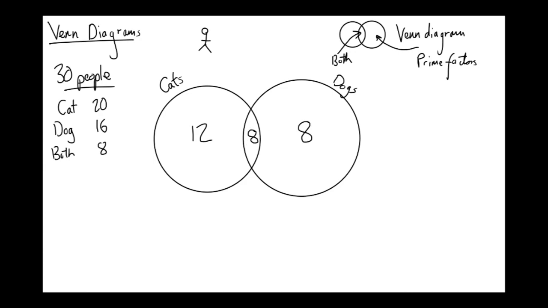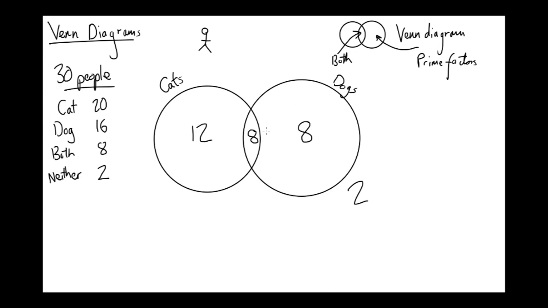So the next question is, we've got 30 people. So how many people own neither? How many people don't own a cat or a dog? Well, we've got 30 in total. Let's see what we've got in the diagram so far. We've got 12 plus 8, which is 20, plus another 8 is 28. So we have 30 minus 28, which is 2. Now we've put this 2 outside the diagram. We put it outside to show that it's neither in dogs or cats or both.